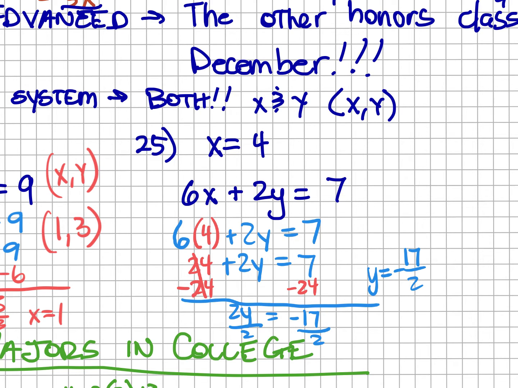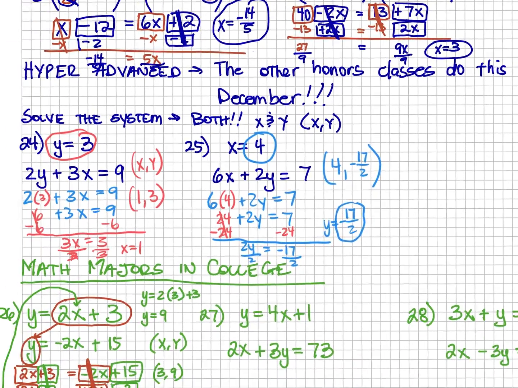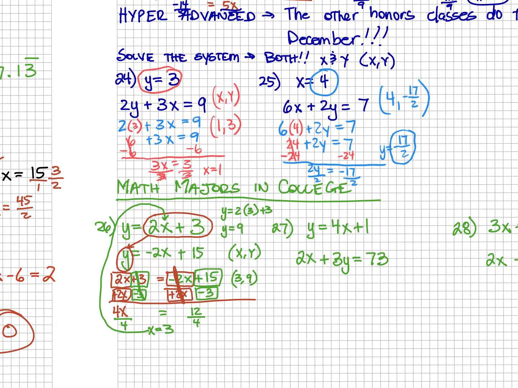Yeah. Okay. So now the good thing is I don't have to use 17 halves to figure out what x is, because I already know what x is. x is 4. So the answer is 4, negative 17 halves for y. And there's my answer. Okay. Let's see. We did this one. Okay, great.